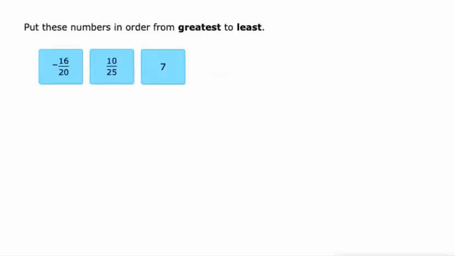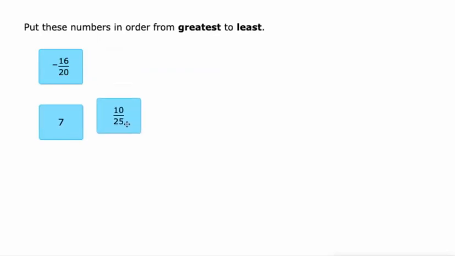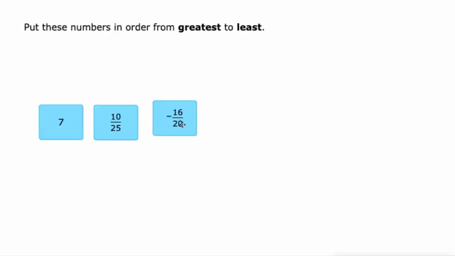All right, we also have these where we have to order them. This says from greatest to least. We're going to order from greatest to least. So 7 is the greatest of these three numbers. All right, and 10/25 is still positive, so that is greater than this last number, negative 16/20, which is negative. So the negative numbers are going to be the smallest ones. So 7, 10/25, negative 16/20. That's from greatest to least.